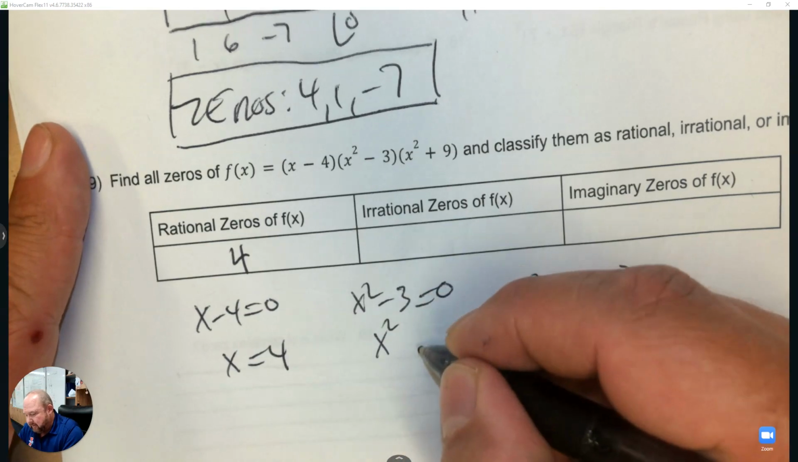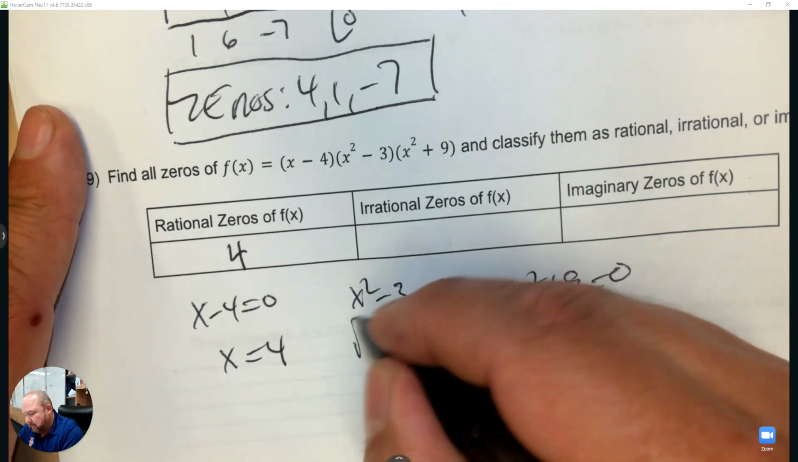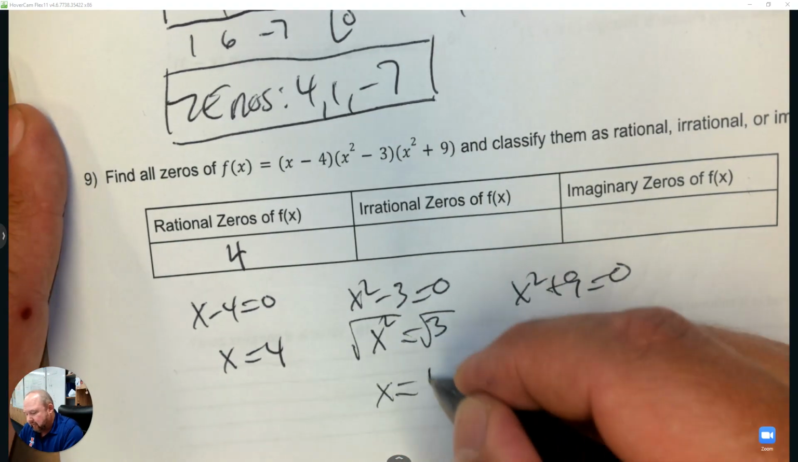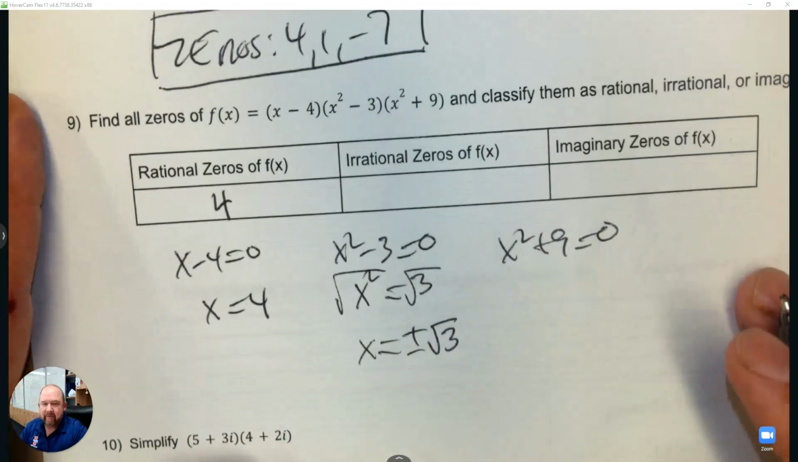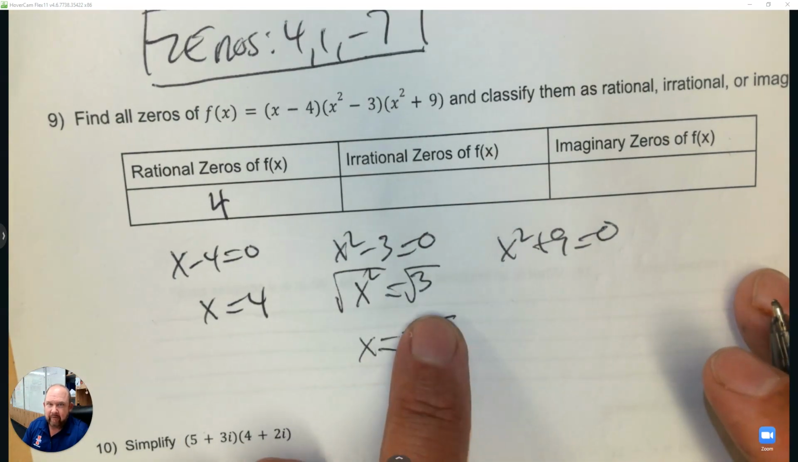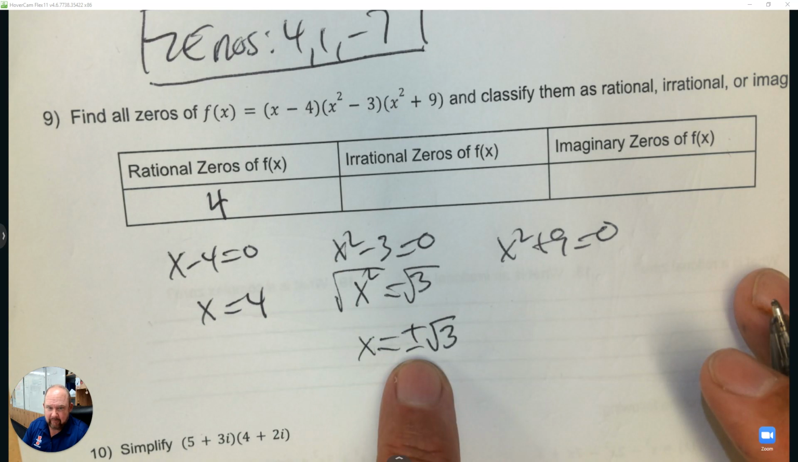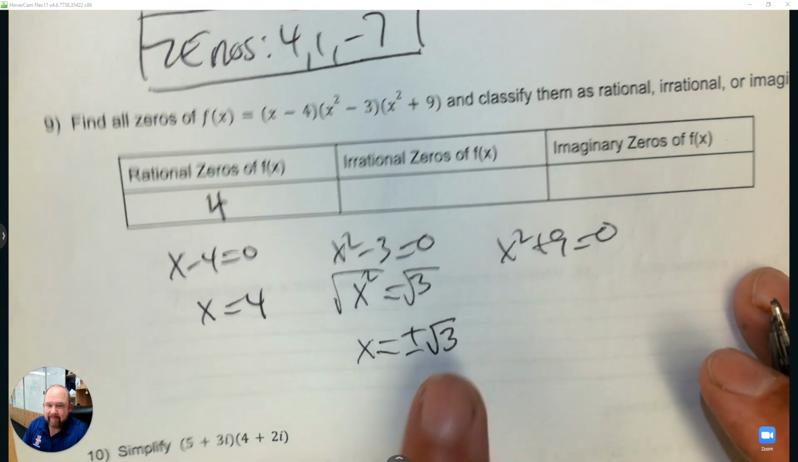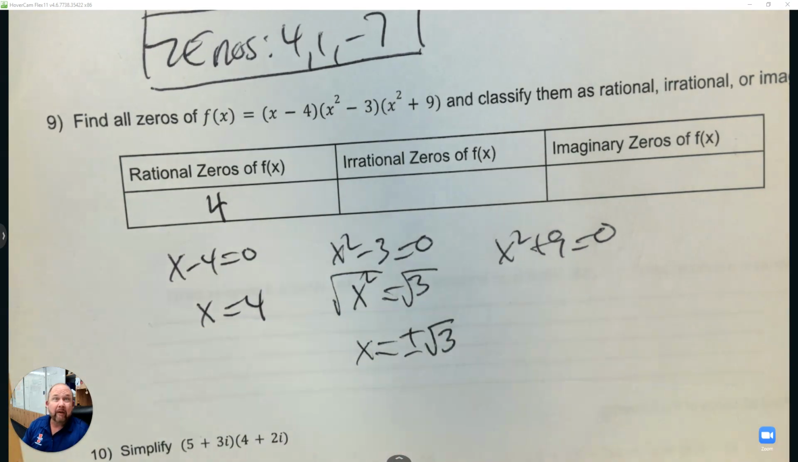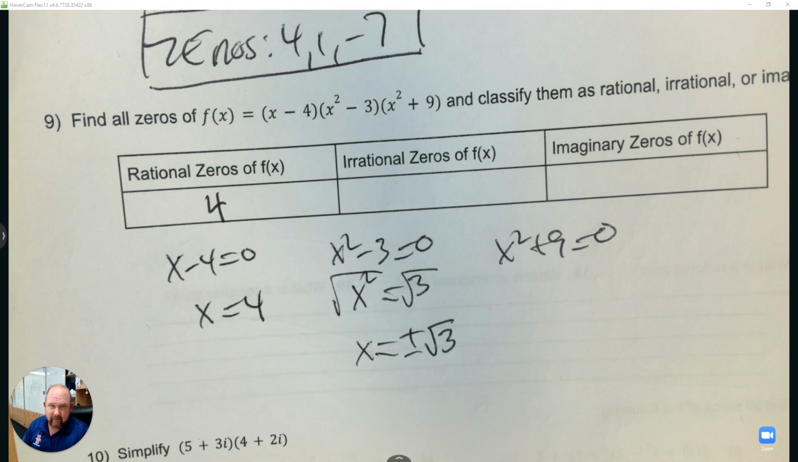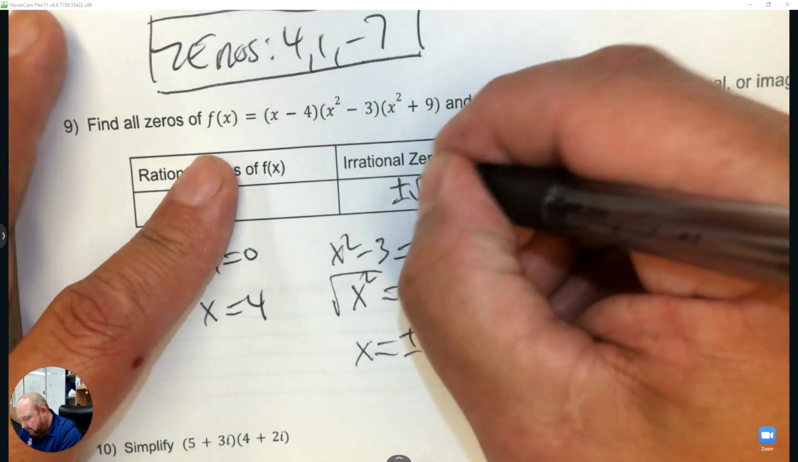Here we're going to add 3, and then we're going to square root. Now, when you solve a quadratic, the answer could be positive or negative, because when you square a positive number or square a negative number, you get the same answer. But the square root of 3, you can only approximate it. What number times itself is 3? We don't have that, right? It's a decimal that goes on forever. You can only approximate or estimate it. So that makes it irrational.